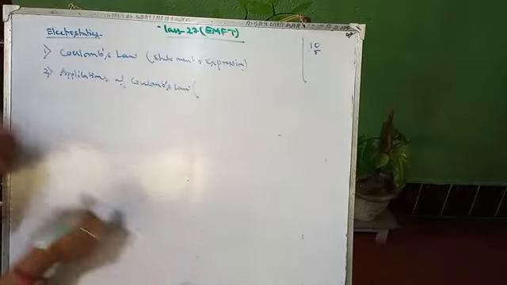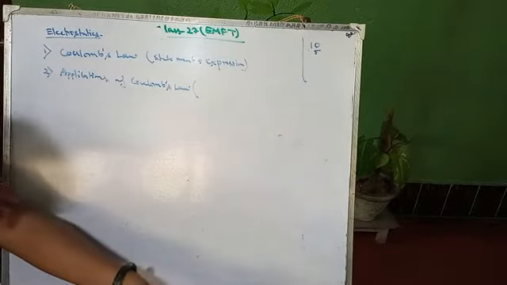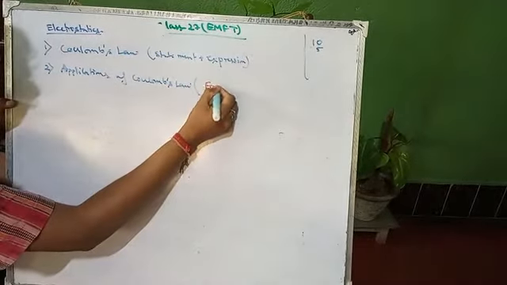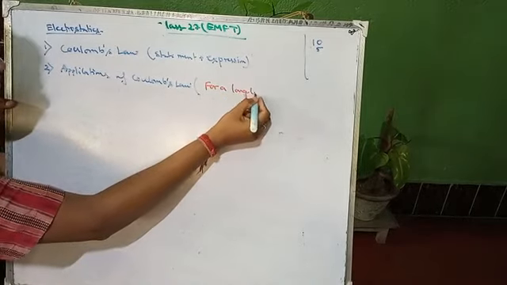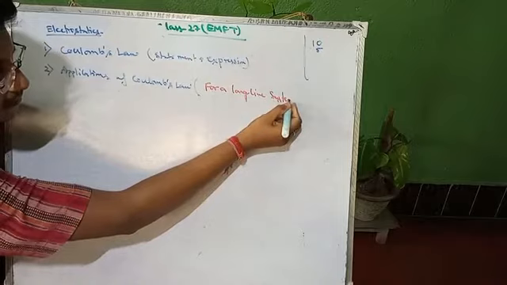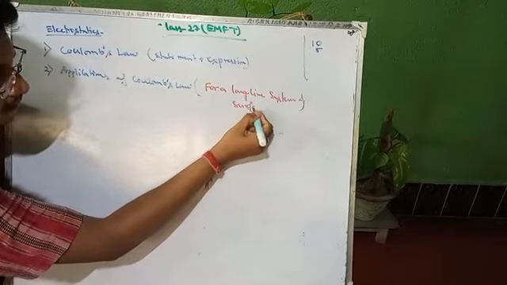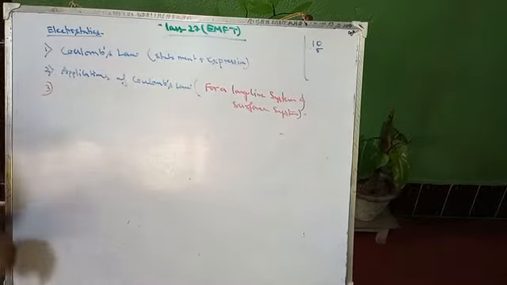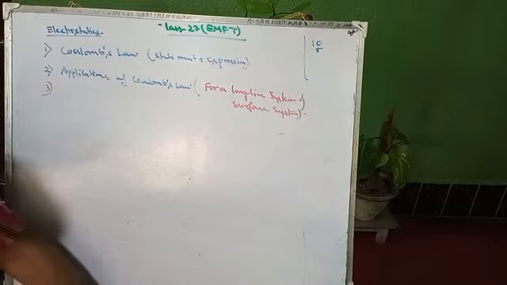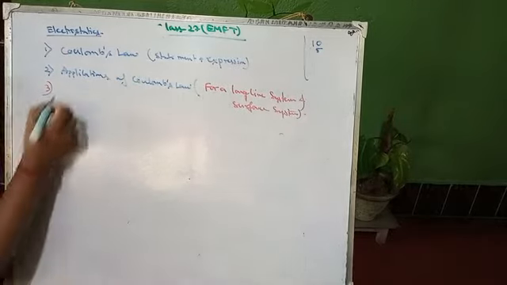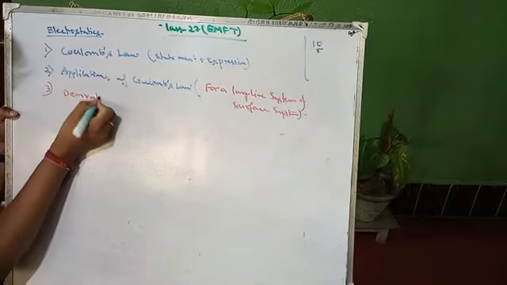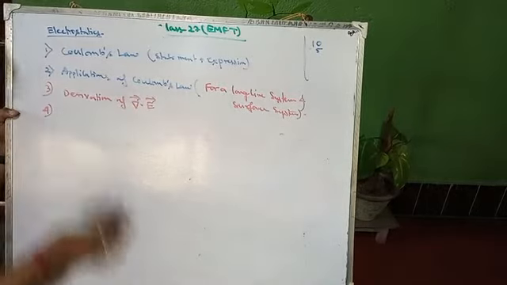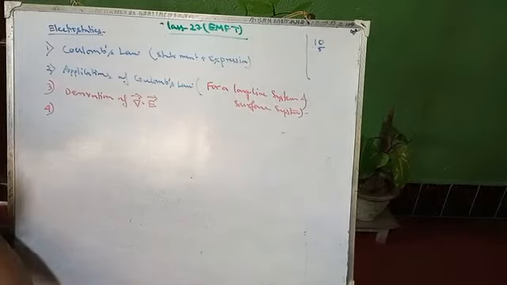that means for a long line system and surface system. Then derivation of divergence of E, that is Maxwell's first equation.